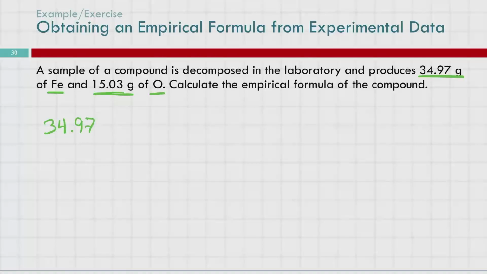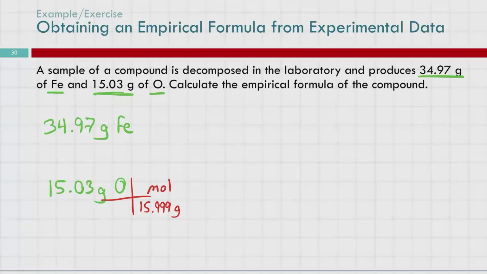So 34.97 grams of iron, 15.03 grams of oxygen. We will be doing these calculations for one of our labs, so there's also some practical aspect to it in that regard. So we've got our grams of iron, our grams of oxygen. We need to divide by our molar masses for each of these elements. So we'll pull those out of our periodic table.